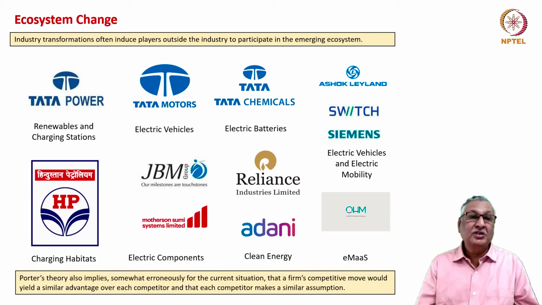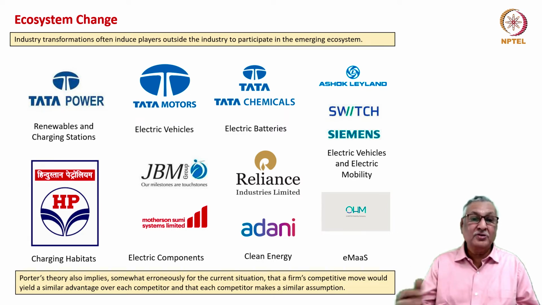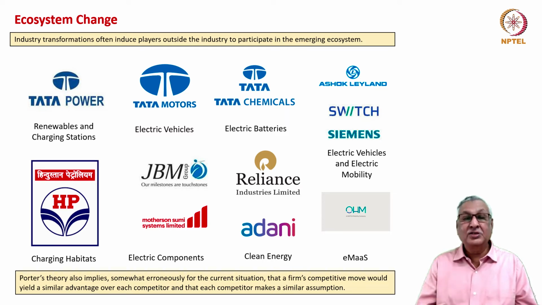So these are the kinds of changes that are happening in the firms and also in the ecosystem because of the competitive moves that have been taken by the firms. Porter's theory implies somewhat erroneously for this kind of situation that a firm's competitive move would yield a similar advantage over each competitor, and that each competitor makes a similar assumption. As you can see from this canvas, every competitor is proceeding towards the low emission goal, but the strategies that are being adopted are quite different.